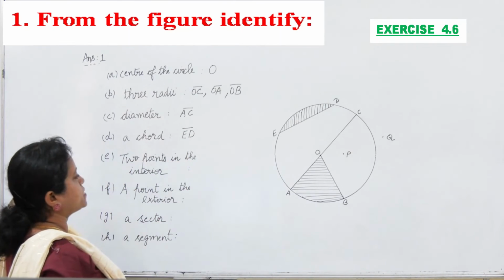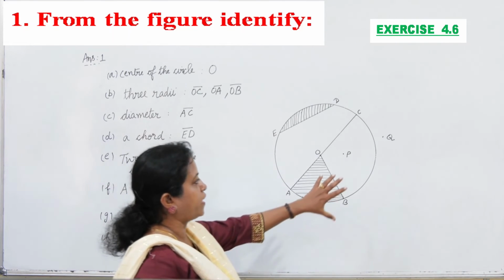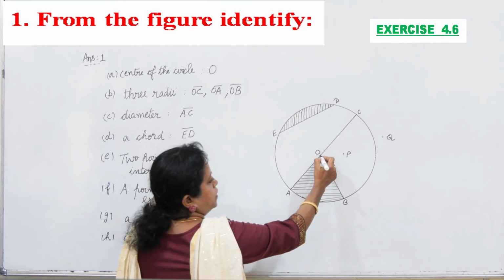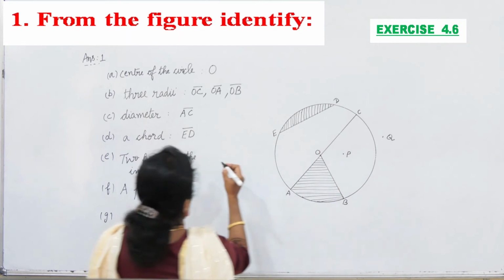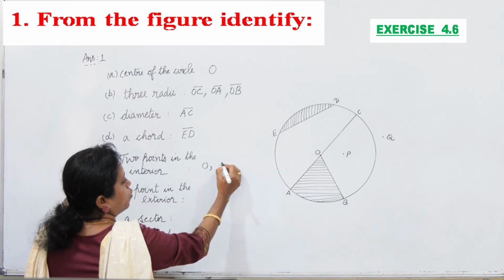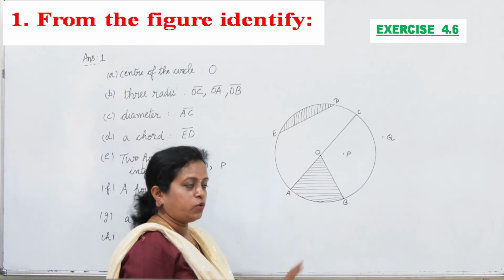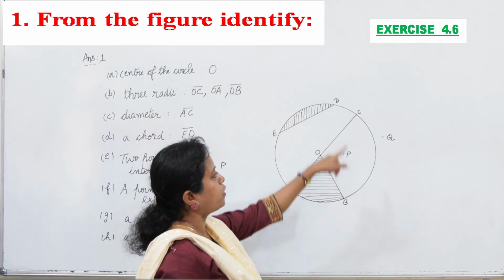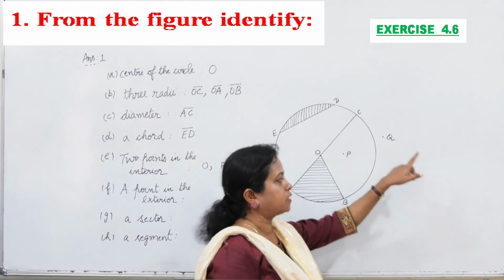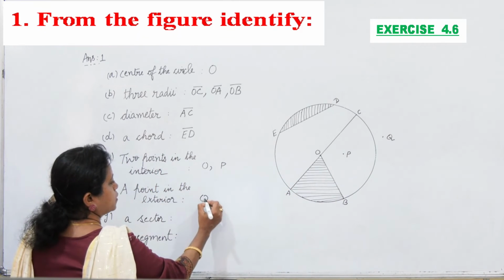Two points in the interior of the circle. You have to name any two points which lie in this region, that is within the circle. So the two points are the center O and this point P. So two points in the interior of the circle are O and P. A point in the exterior of the circle. A point which is neither in the interior nor on the circle, but it should be in the region outside the circle. So that is called the exterior point. Here the point is Q.